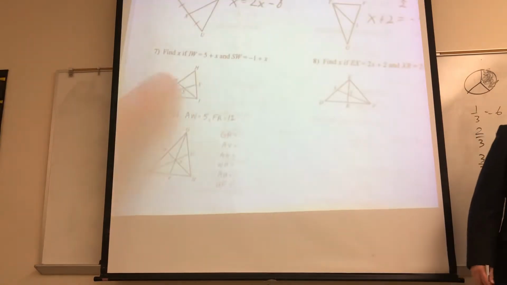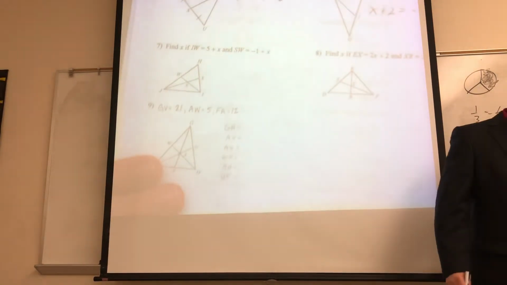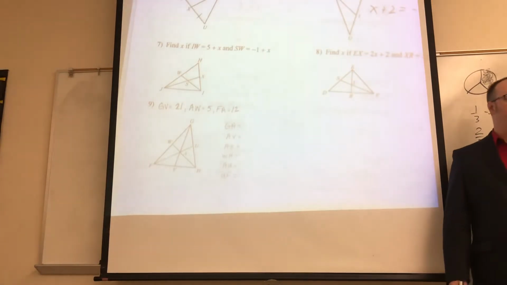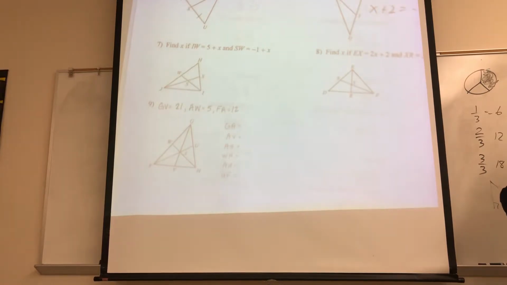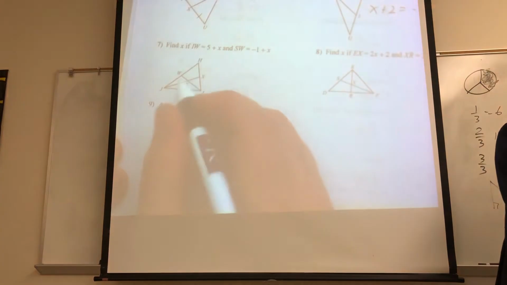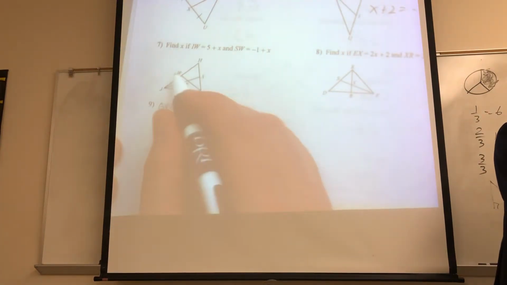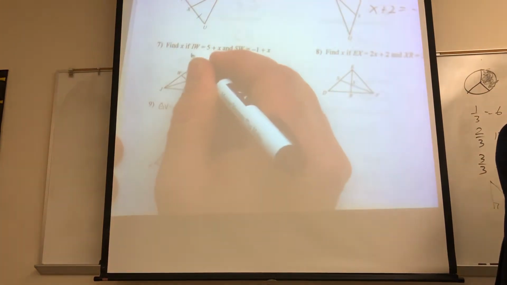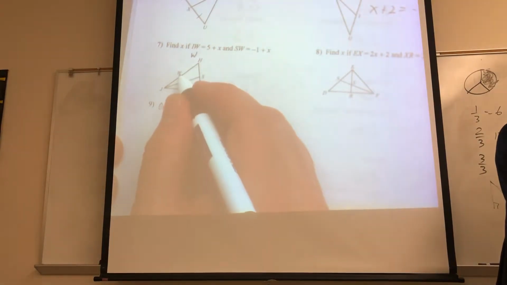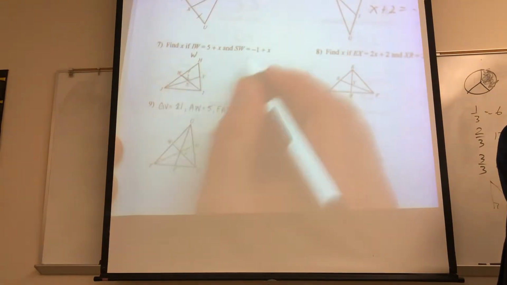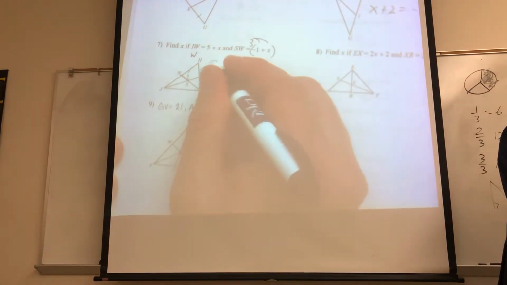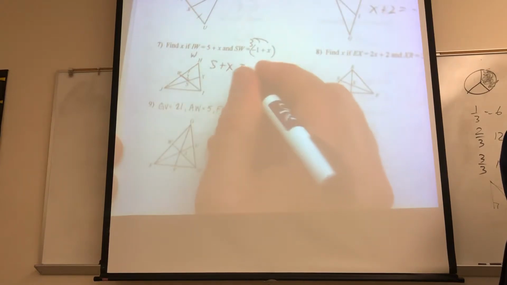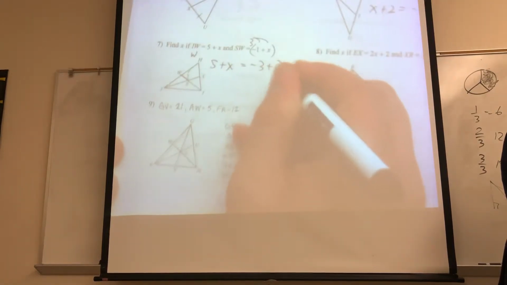Okay. On number 7, this is the one you really have to look out for. I'm pretty sure this information is on your cheat sheet. If you have the intersection of medians, it's where it forms the 1/3, 2/3 ratio. So on number 7, IW is 5 plus x. That's the whole thing. SW, coming from the side, is where we have the 1/3, so we're actually going to have to triple this one. We distribute that 3. 5 plus x for IW is equal to -3 plus 3x.